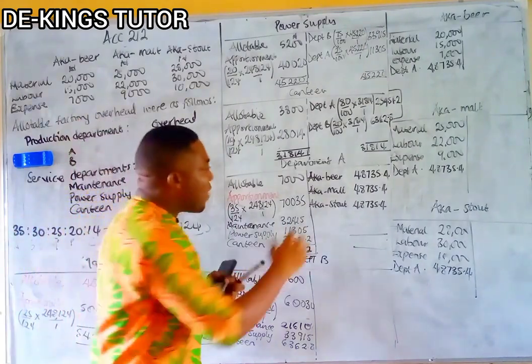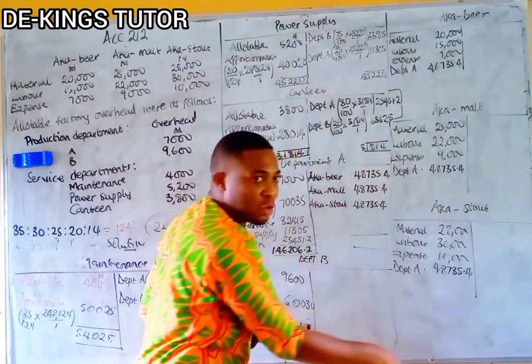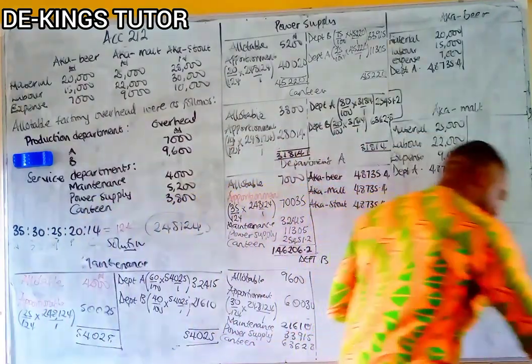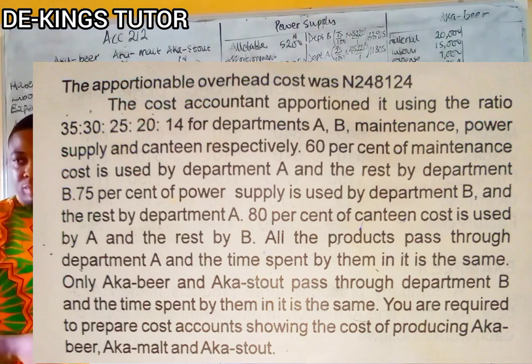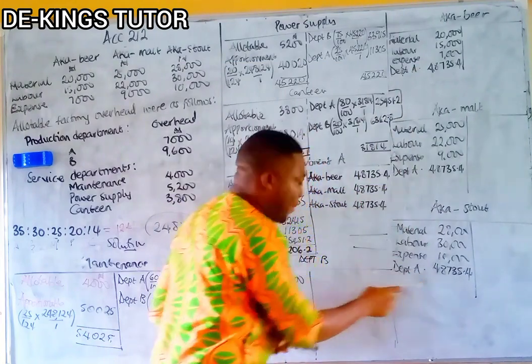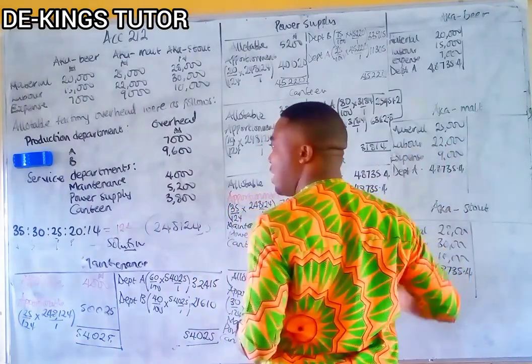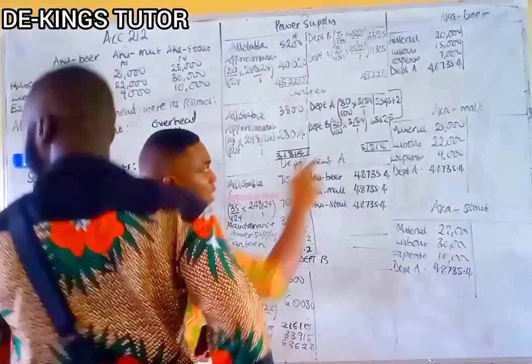So you see how we have taken the cost of this production department and shared it on the product. Okay? That's how to get the cost. Then the last part of this question, what does it say? Now they said only Aka beer and stout, right? Pass to department B. It means department B malt. Are you there?